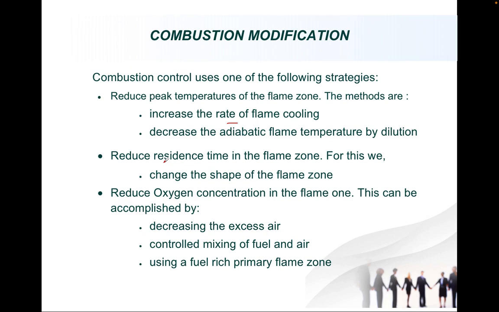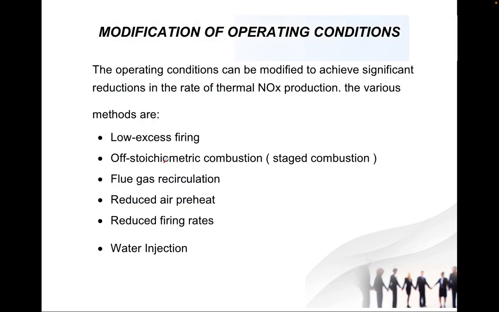So in that case, we can also reduce the formation of nitrogen oxides by decreasing the excess air provided to the combustion chamber, also by controlling the fuel air mixture and by using a fuel rich air mixture for the primary flame zone. So these are the different methods through which we can concentrate on the combustion process, and by maintaining the oxygen content or the temperature control, we can reduce the level of nitrogen oxide.